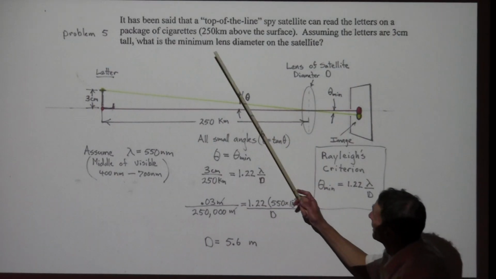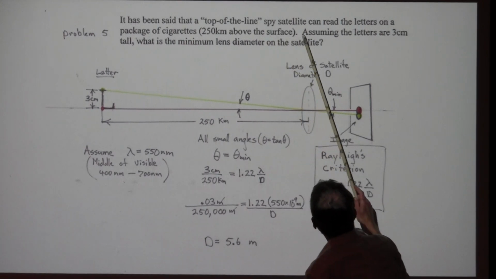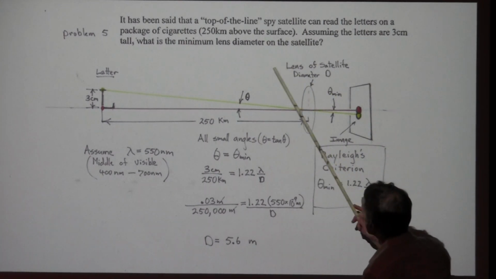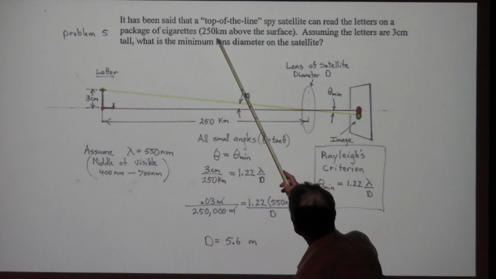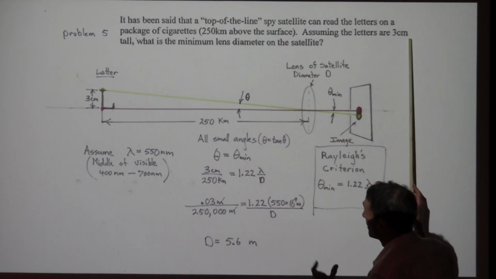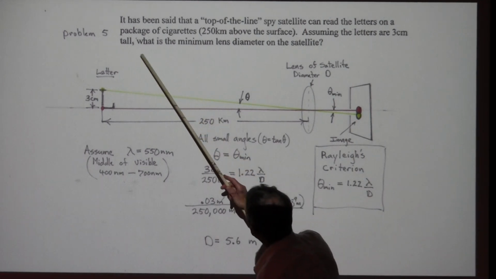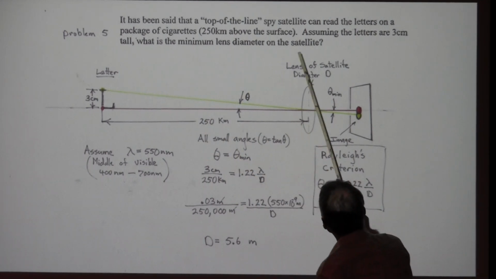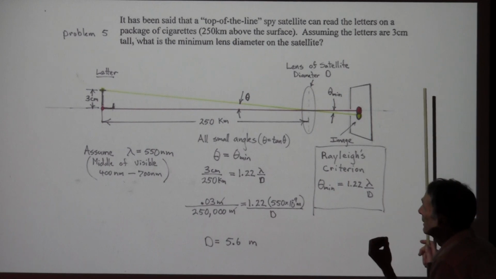One of these: it's been said that a top-of-the-line spy satellite can read the letters on a package of cigarettes 250 kilometers above the surface. Assuming the letters are 3 centimeters tall, these are big letters, what is the minimum lens diameter on the satellite that he can actually resolve these?